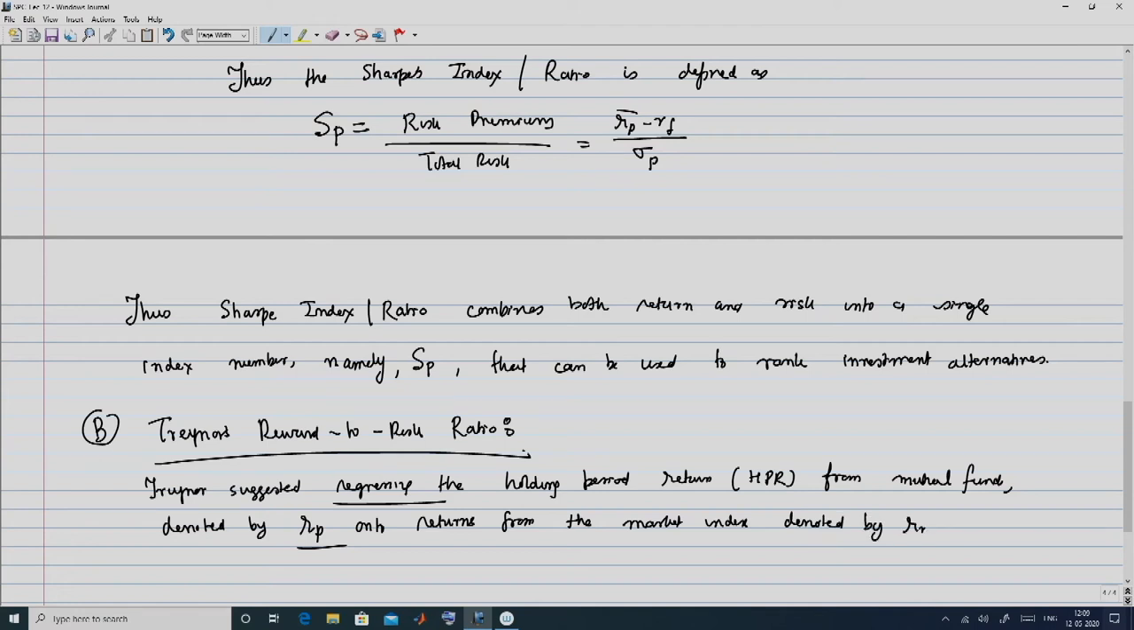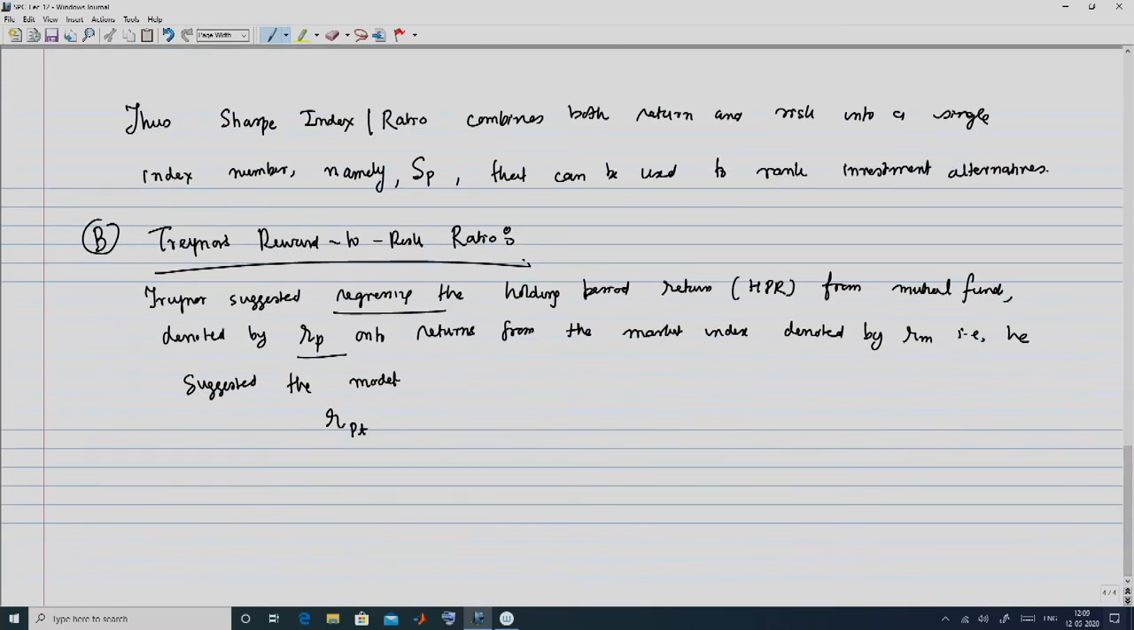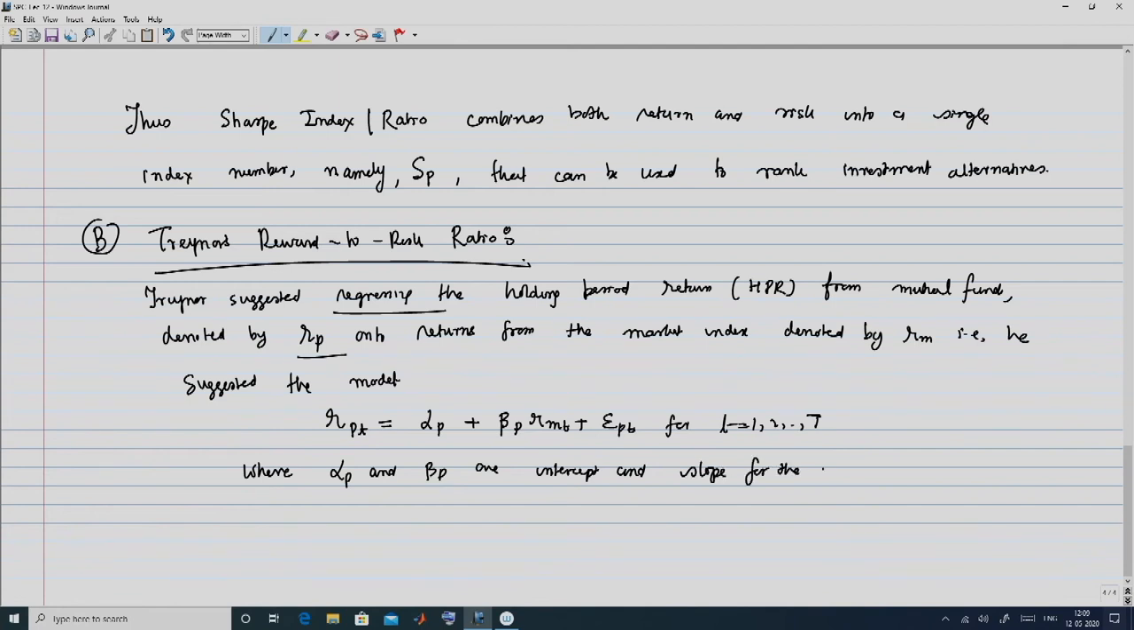So this is the same framework as the single index model. That is, he suggested the model. So it's a single index model. Now I'm just modifying this for a portfolio P instead of an asset i. So RPt equals alpha P plus beta P RMt plus epsilon Pt for t equal to 1, 2, all the way to capital T, where as before alpha P and beta P are the intercept and slope for the portfolio P. So this means that these are the intercept and slope resulting from regressing the return on the portfolio onto the return on the market.